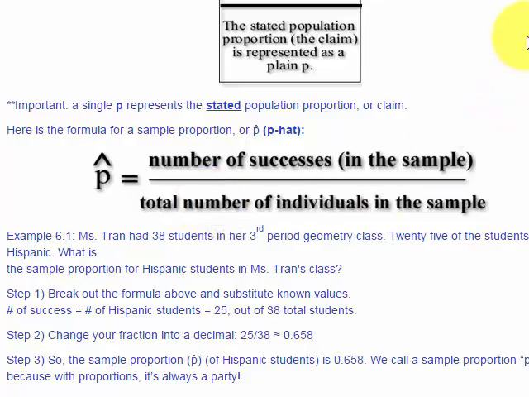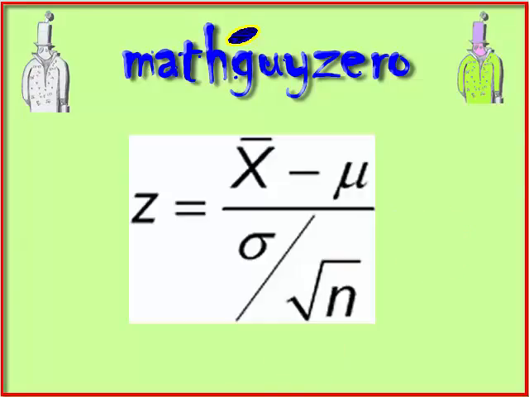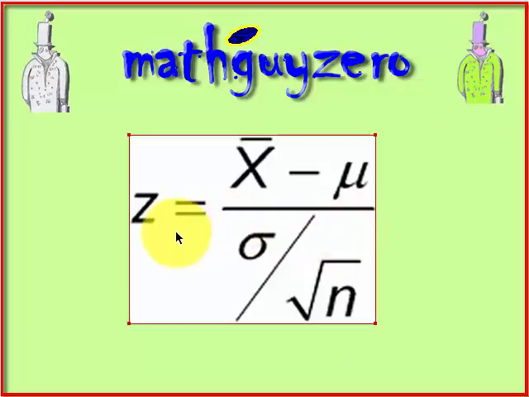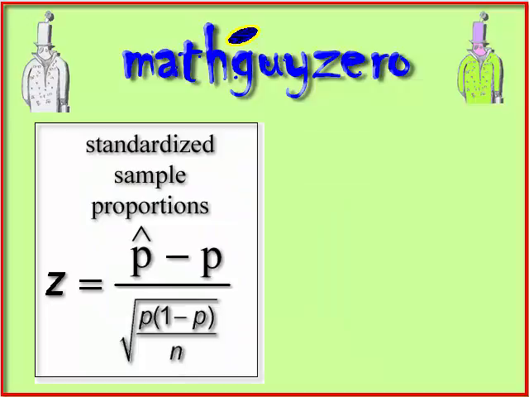Okay, so let's work through this. Remember this formula, we're going to turn everything into a z-score and then look up the probability on a z-table. What we have been doing is the sample mean minus the population mean divided by the standard deviation over the square root of the sample size. So the proportions work basically the same with a few minor exceptions.